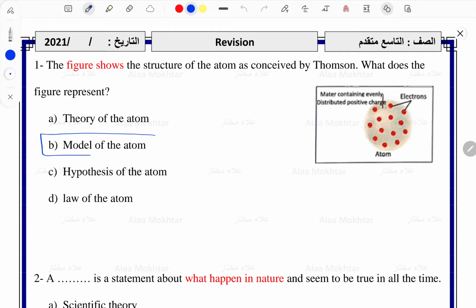Model of atom. What do I mean by model? Model, we can represent something we cannot see, we cannot deal with, we cannot touch. Like atom is very small, we cannot see it. So that Thomson and other scientists make a lot of models to represent atom.